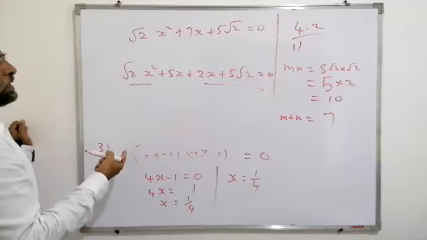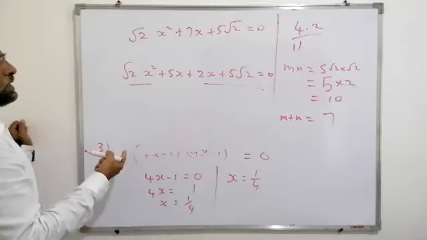Then what is left here? Root 2x plus 5. Here 2. 2 means root 2 into root 2. I am taking root 2 outside. There is no minus or plus. Root 2 into root 2, 2x. Root 2 into 5, 5 root 2. Exactly the same thing. We got it.